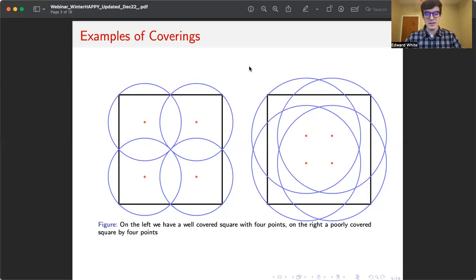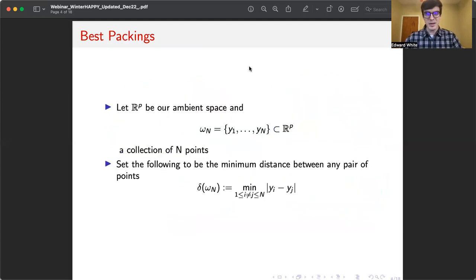Now let's get into the details of some of the definitions. For the remainder of this talk, our ambient space will be R^p, and we'll always consider a configuration that we'll call omega_n for brevity, which is a collection of n points taken inside that ambient space. First, we want to consider what we'll call best packings, where we look at the minimum pairwise distance between any pair of points of this n-point configuration. We'll run through all those n points and find the minimal distance between any pair, and that will be our packing distance delta of omega_n.